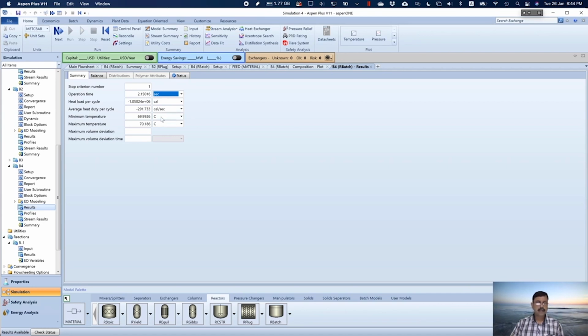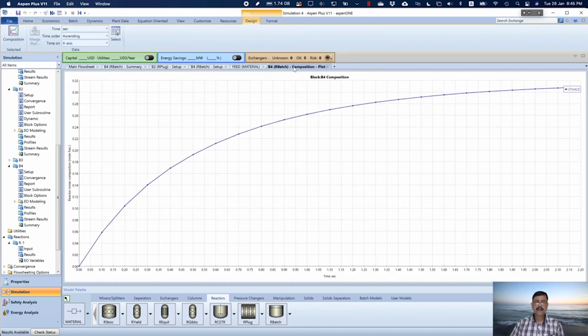And this is the total heat load in joules, and heat duty also you can calculate in kilowatt. It is 1.222143 kilowatt. Okay, so that is how you can do the simulation for reactor models in Aspen Plus.